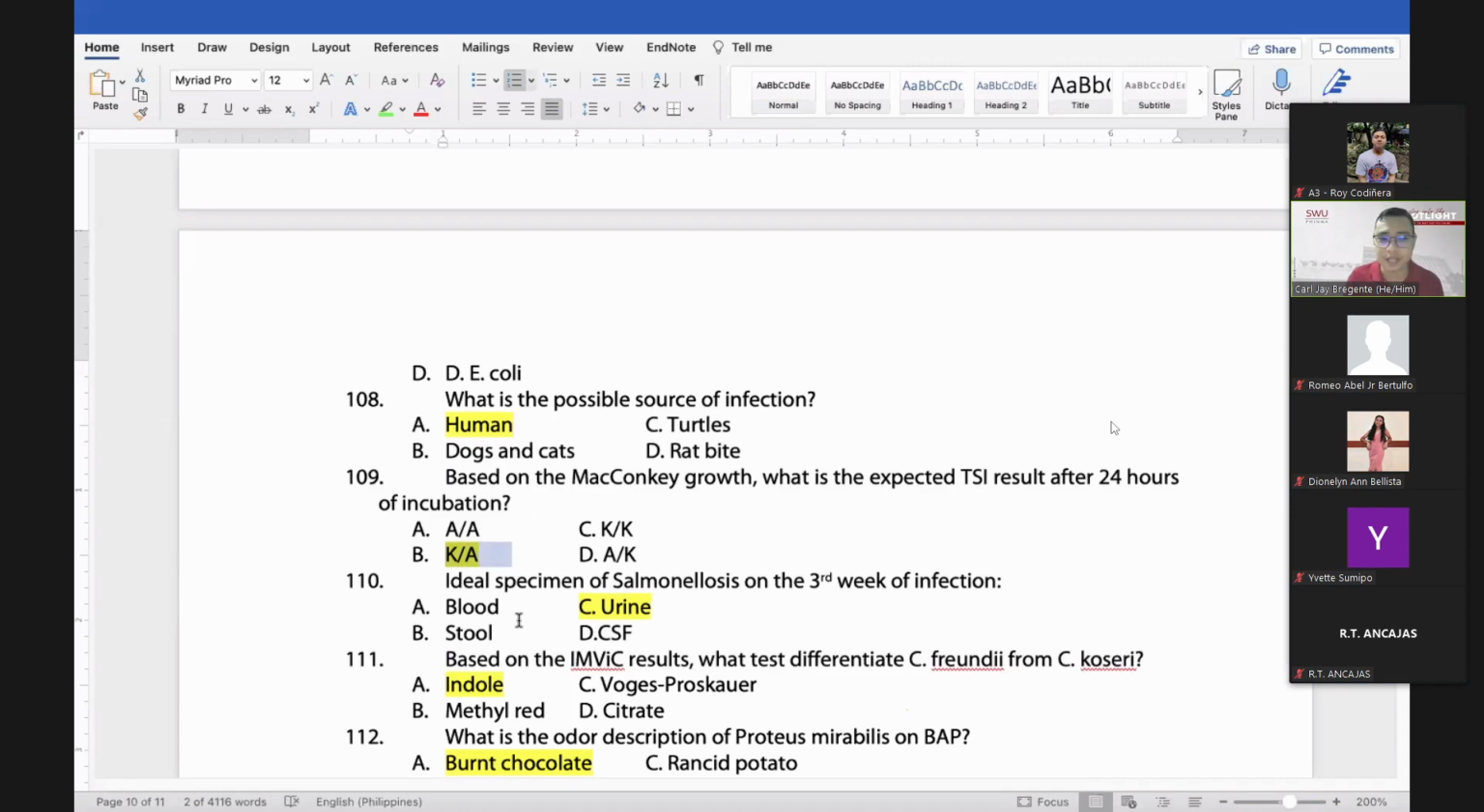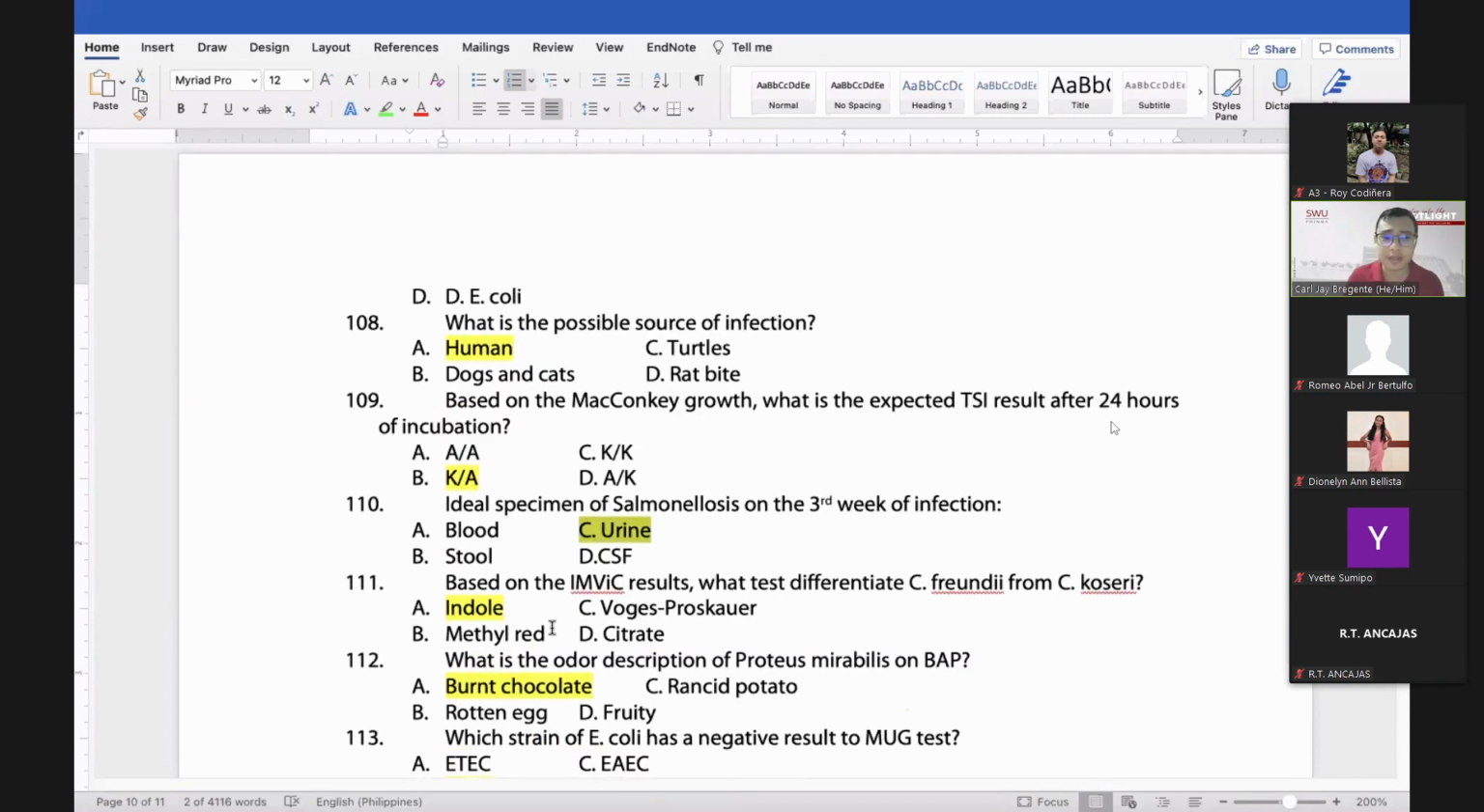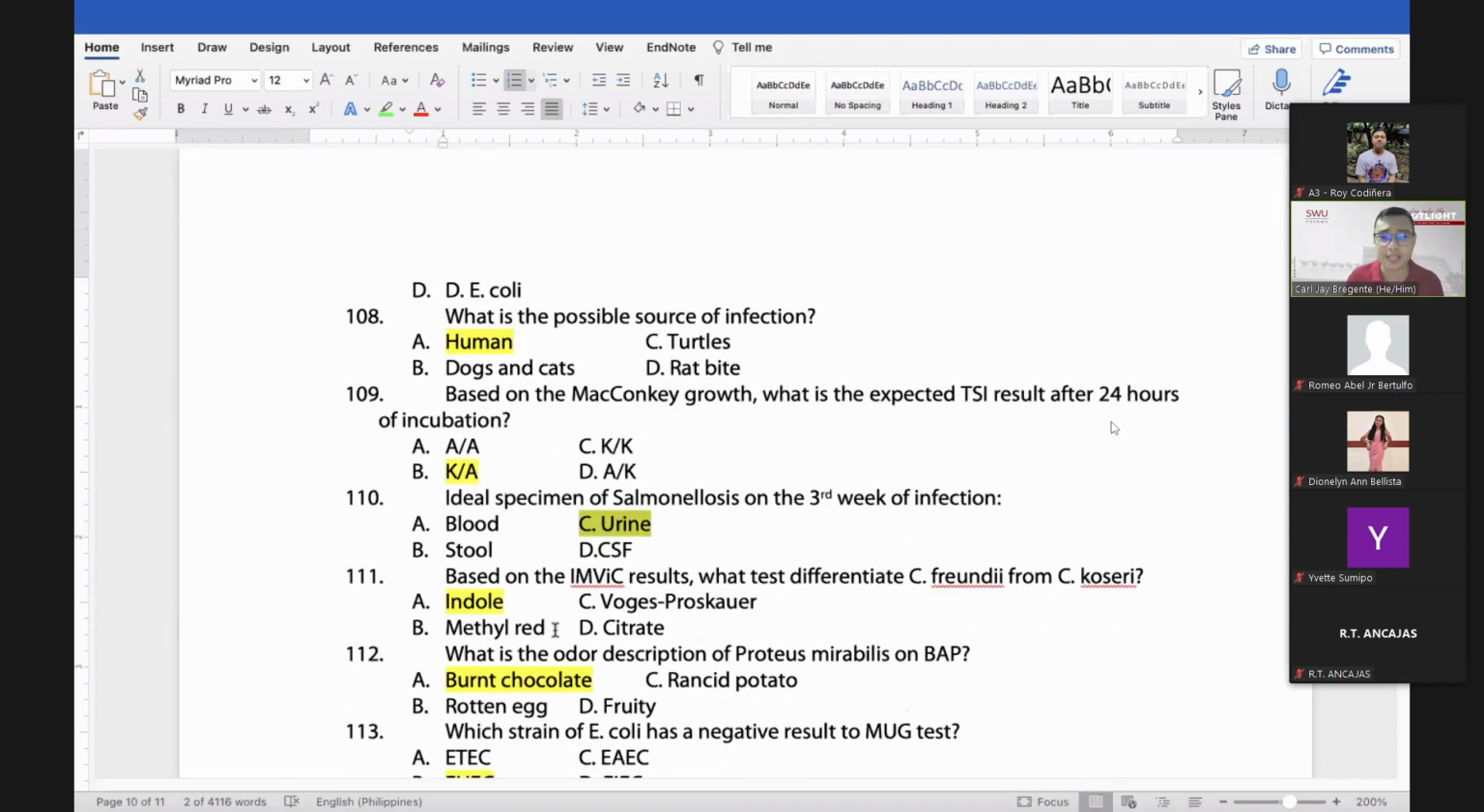Ideally, the specimen for salmonellosis on the 3rd week of infection, urine is the correct answer. Pag 1st week class, stool, 2nd week blood, ang 3rd week urine. Based on an IMViC result, what test differentiates C. freundii from C. koseri? So, the correct answer is indole testing.